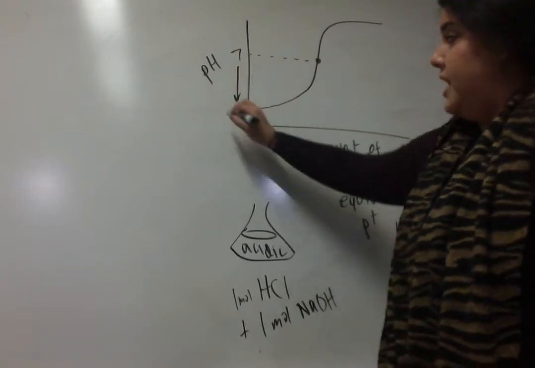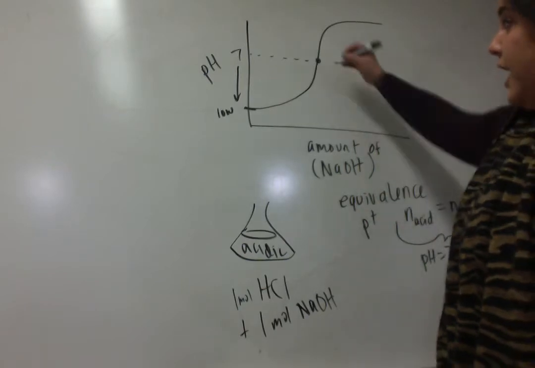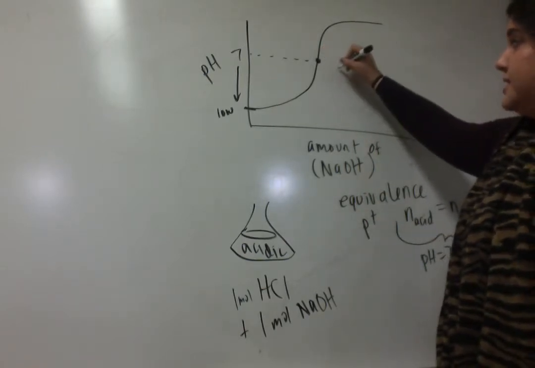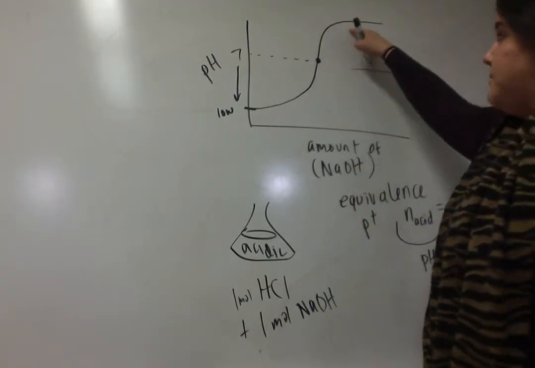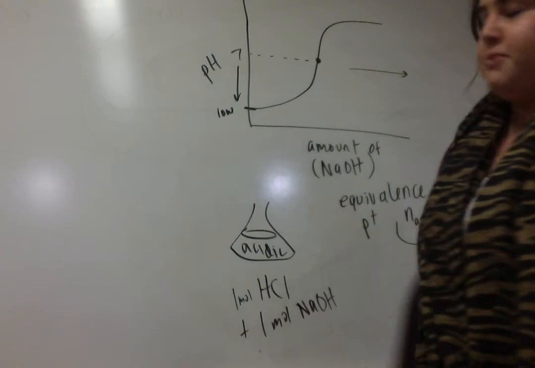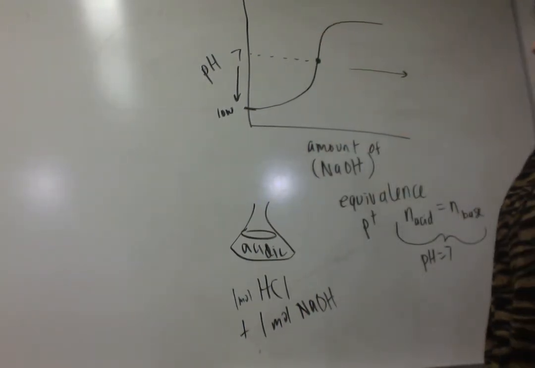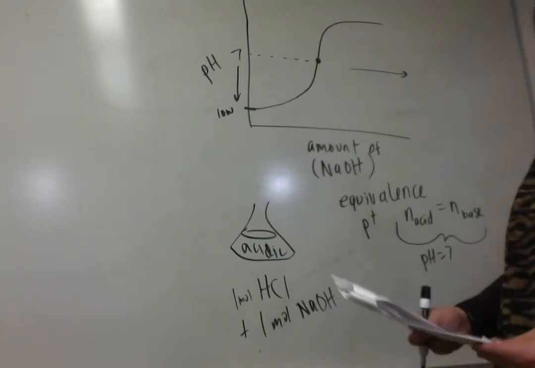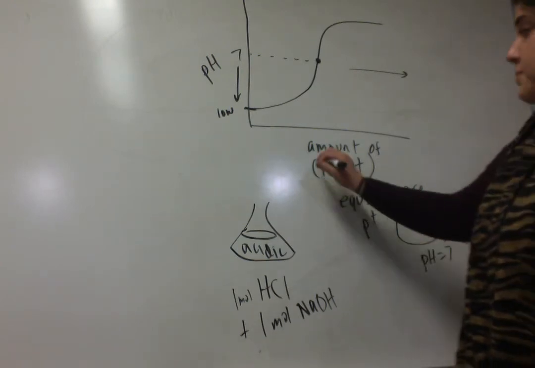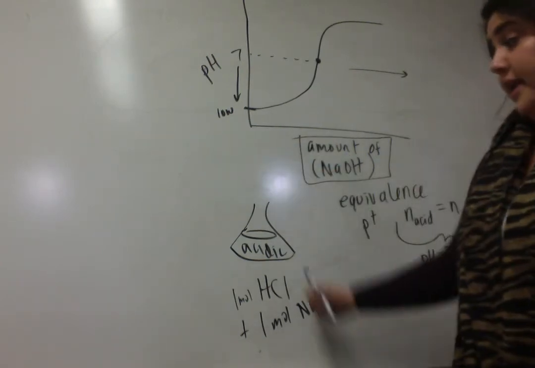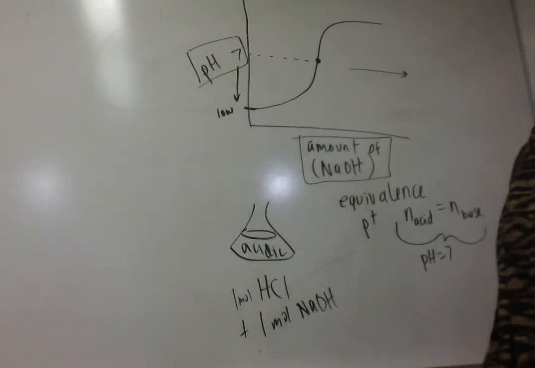Originally, in the beginning, I should have a nice low pH because I started with an acidic solution. After I reach the equivalence point, if I continue adding more and more base, my solution's pH should keep increasing. I should be at a pH above 7 as I add more and more base. My solution is now basic. So that's kind of the general idea of a titration curve, which again is plotting amount of base for an acid titration versus the pH of my solution.